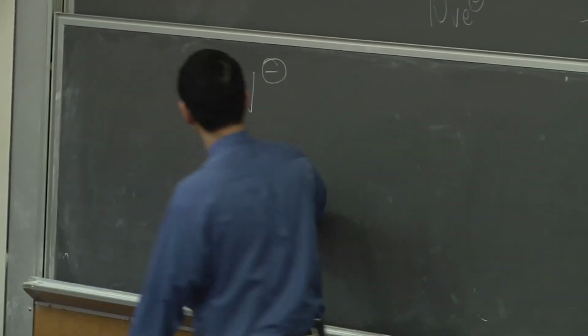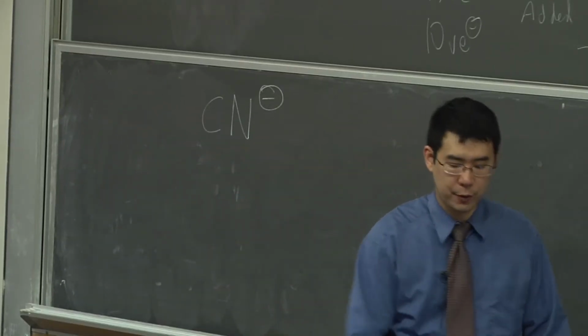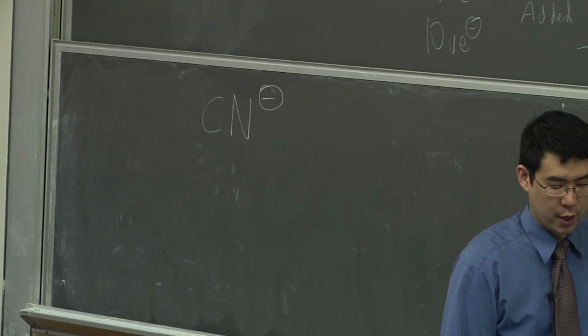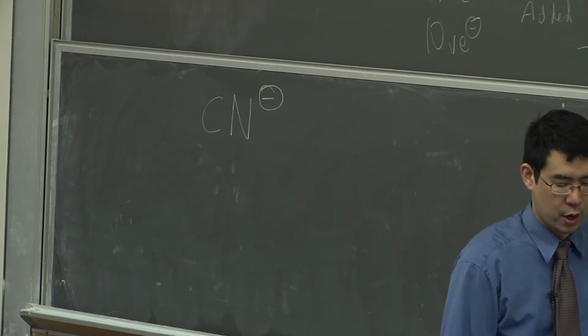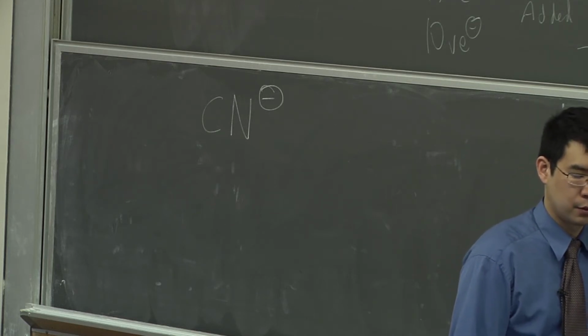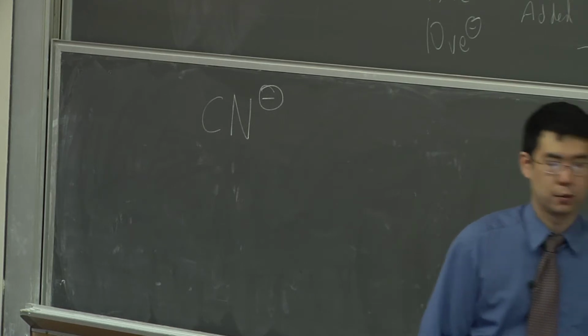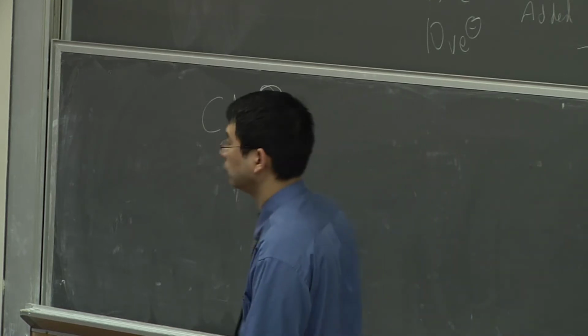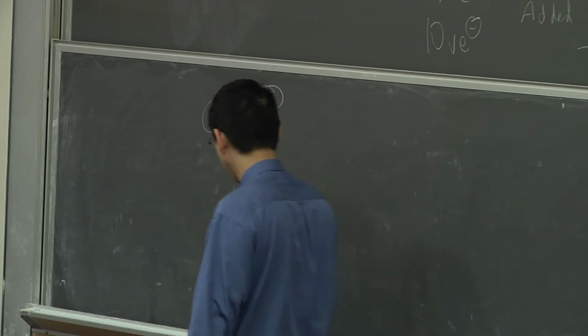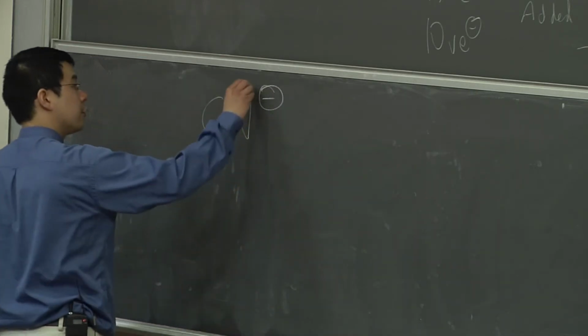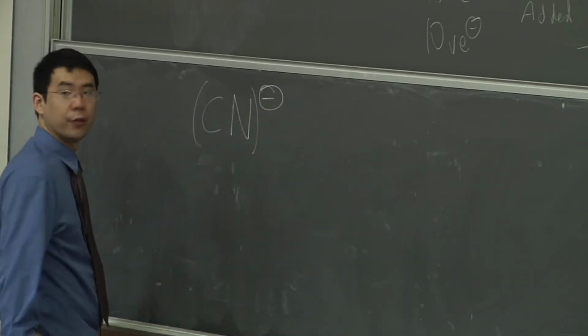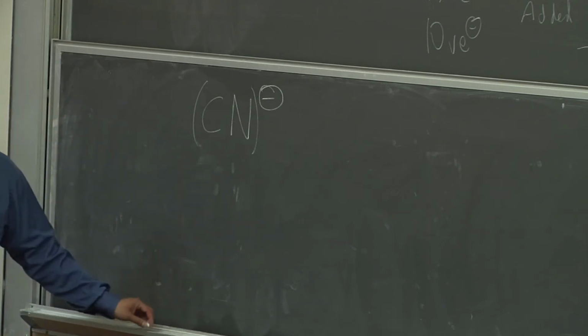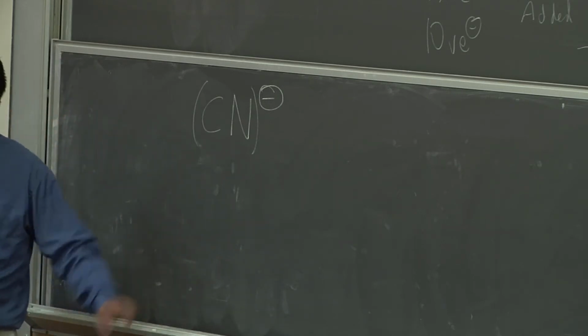Do you remember, or think back to exam one? What is this species called? Cyanide. Draw it, see what you can do. The negative in this case, for now, is going to apply to the whole thing. So always divide the whole thing. So the minus is on the whole thing.